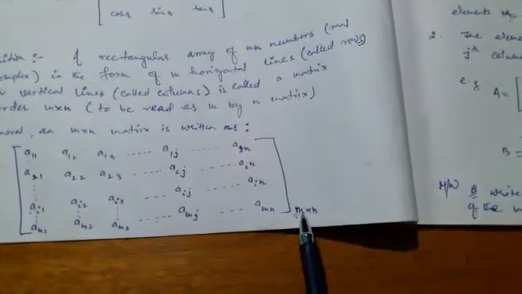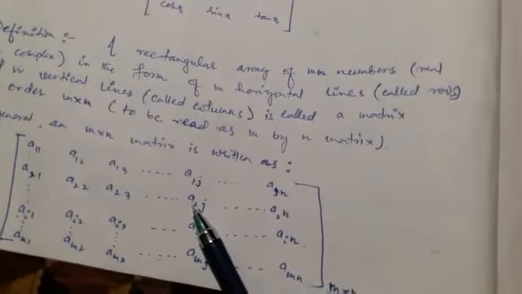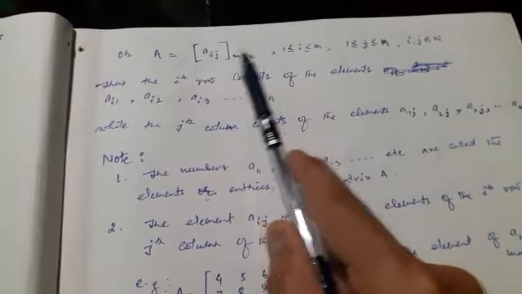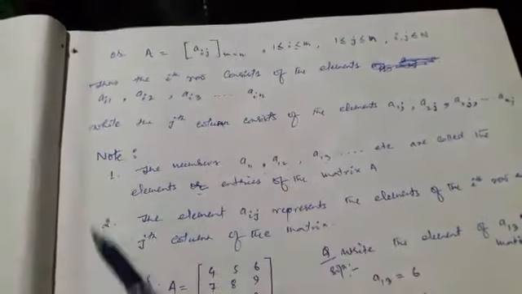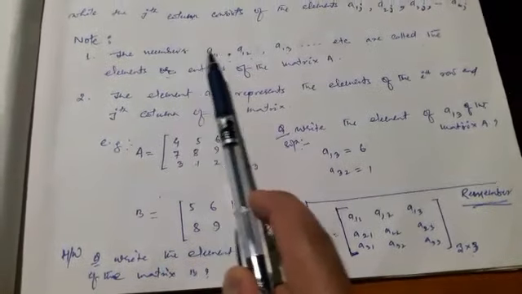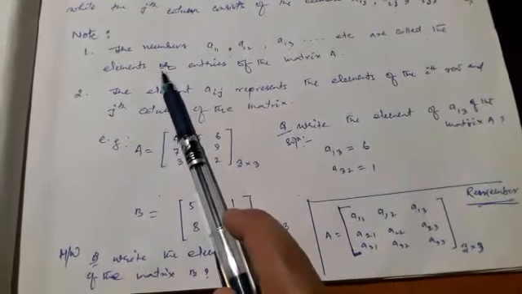These are the m rows and n columns. Or this matrix can be written like this: a_ij indicates an element of a matrix of order m by n. Note number 1: the numbers a11, a12, a13, etc. are called the elements or entries of the matrix A.